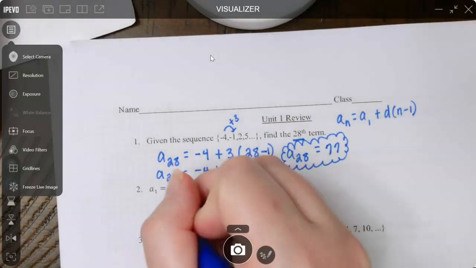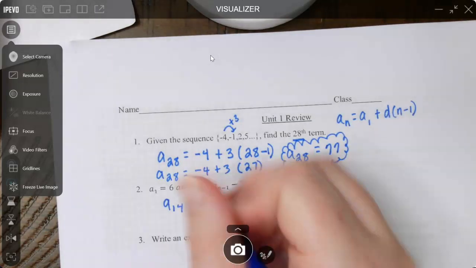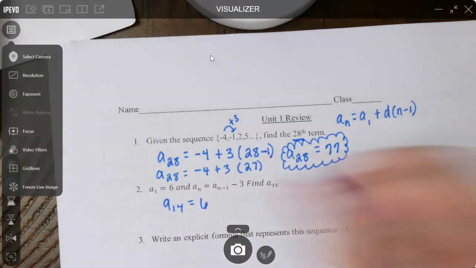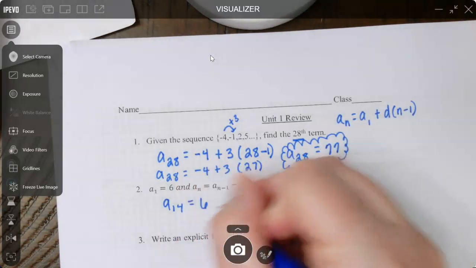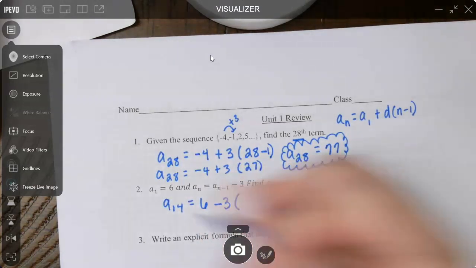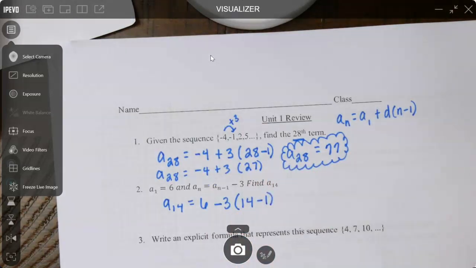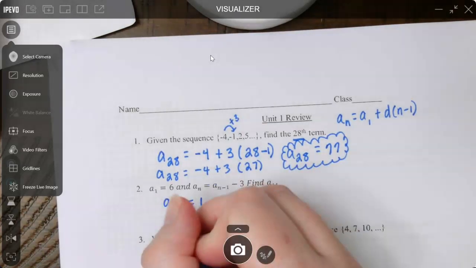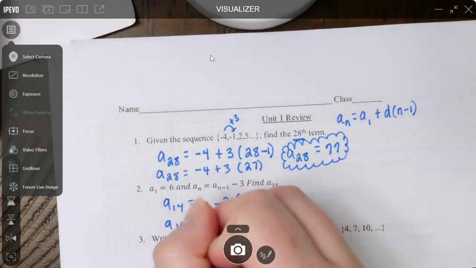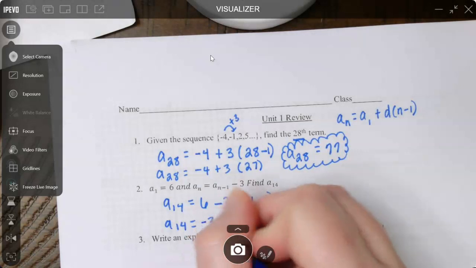So a sub 14 equals your first term, which was 6, plus your common difference. In this case, it's minus 3 times n minus 1. N is 14 minus 1. Okay, when you plug all of that in, just to save us some time, a sub 14, you end up getting negative 33.